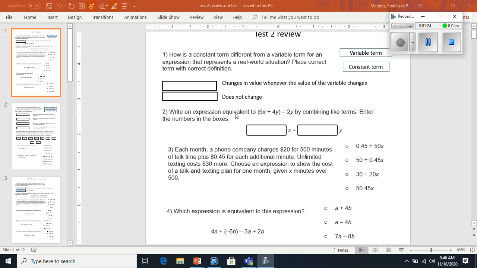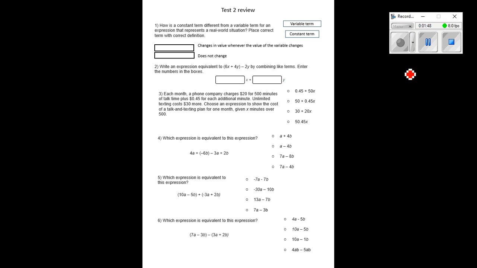Let's go to number 2. Write an expression equivalent to 6x plus 4y minus 2y by combining the like terms. Enter the numbers into the boxes. Well, if we combine the like terms, remember, as long as I'm adding, I'm allowed to go ahead and move my numbers around. So let's go ahead and see what I can do here for adding. I decided to switch the presentation so I'll be able to go ahead and write. Well, remember, first we can go ahead and use the additive inverse to make this addition. So this would be 6x plus 4y, and now it's going to become plus negative 2y.